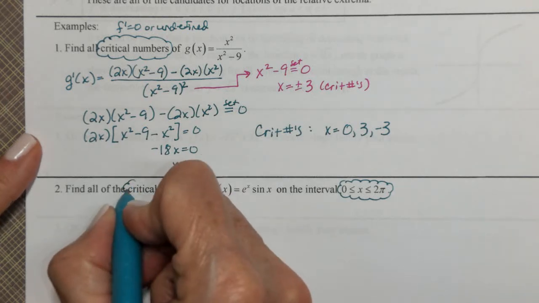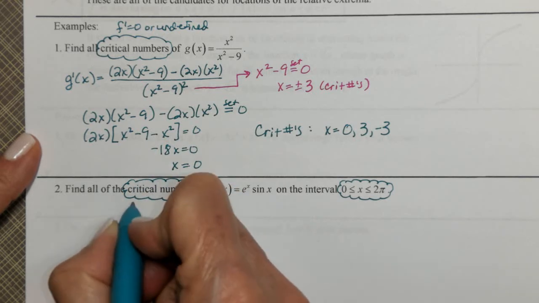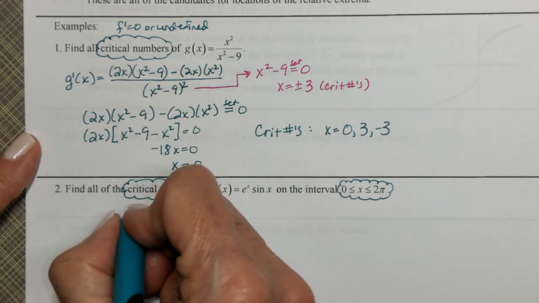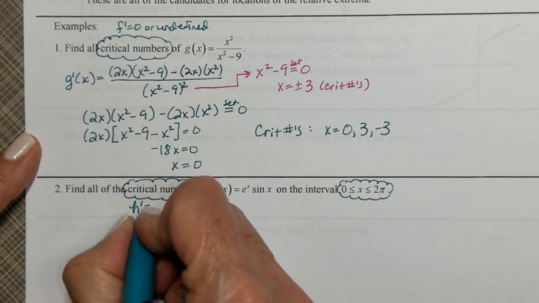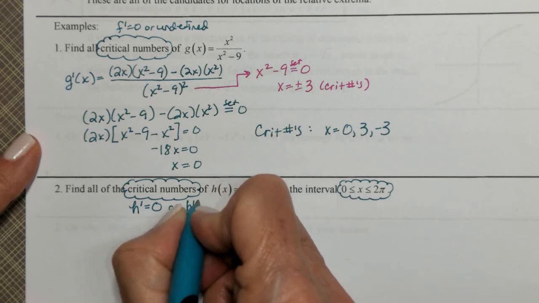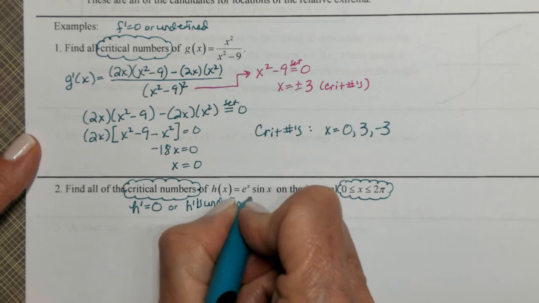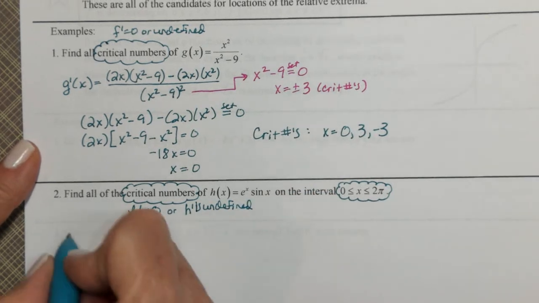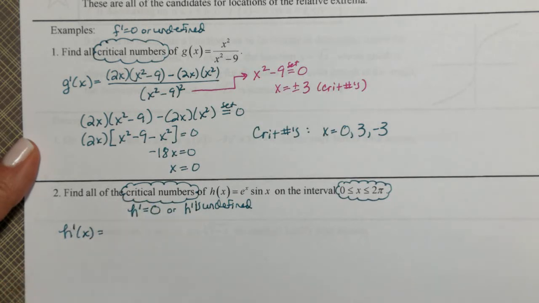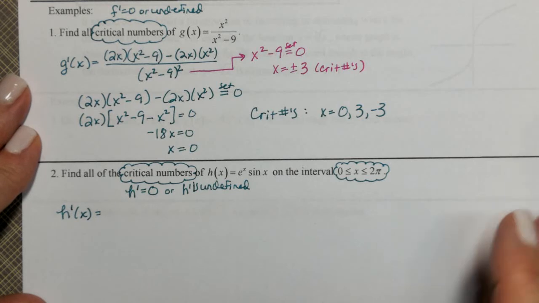So critical numbers, again, I will be making note of this. Critical numbers are when the derivative, in this case the function is h, so I'm just going to call it h, when h prime is 0 or h prime is undefined. So we're going to find h prime and then find the values of x that make it undefined or 0.